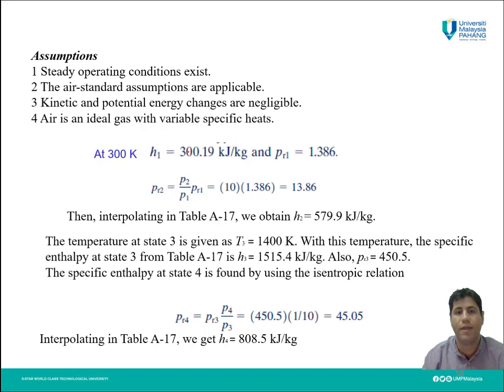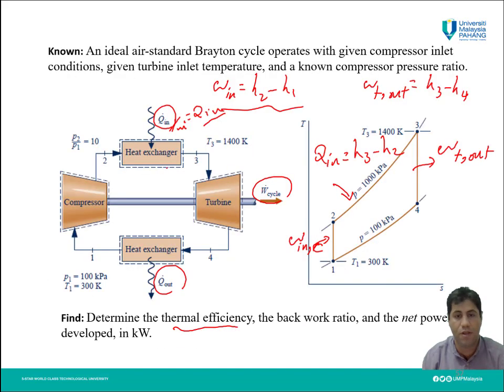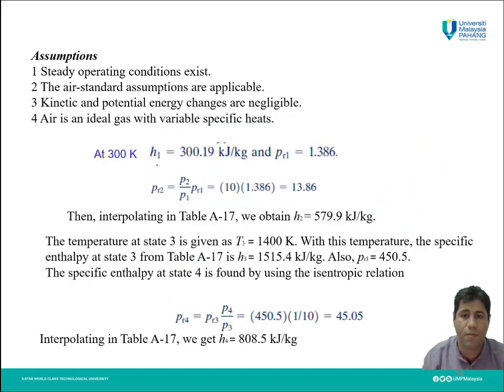So now is the process which I think you already know how to do. We need to find the properties for each state. For state 1, we have temperature and pressure. So simply for state 1, we can go to table A17 for this temperature, 300 Kelvin, and find enthalpy H1. And also we can read PR1, or relative pressure, for this state from table A17 by interpolation or directly. I think we have directly this enthalpy and PR for this temperature.